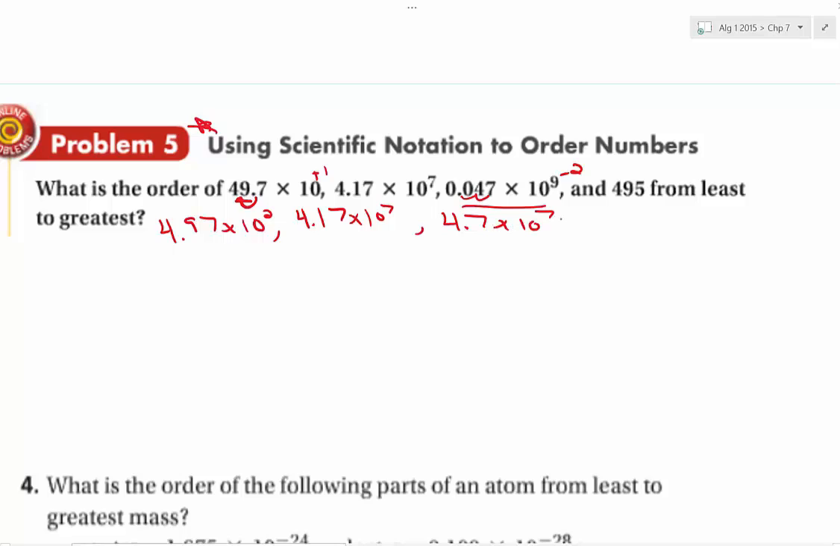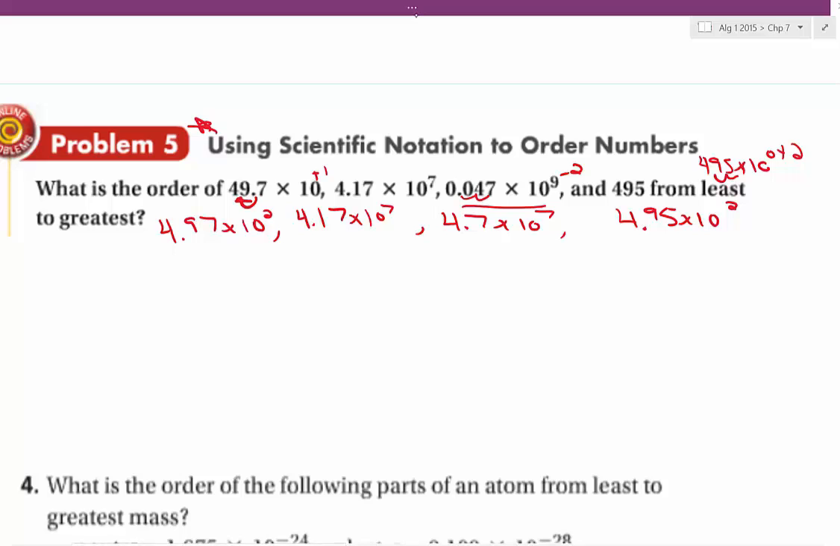And our last one, it's in standard form. So if I want to make sure that these look the same, I'm going to say that this is 495 times 10 to the 0 power. I have to move 2 places, so plus 2. So it's 4.95 times 10 to the second power. So I'm going to be able to translate numbers that are not in scientific notation until they are.